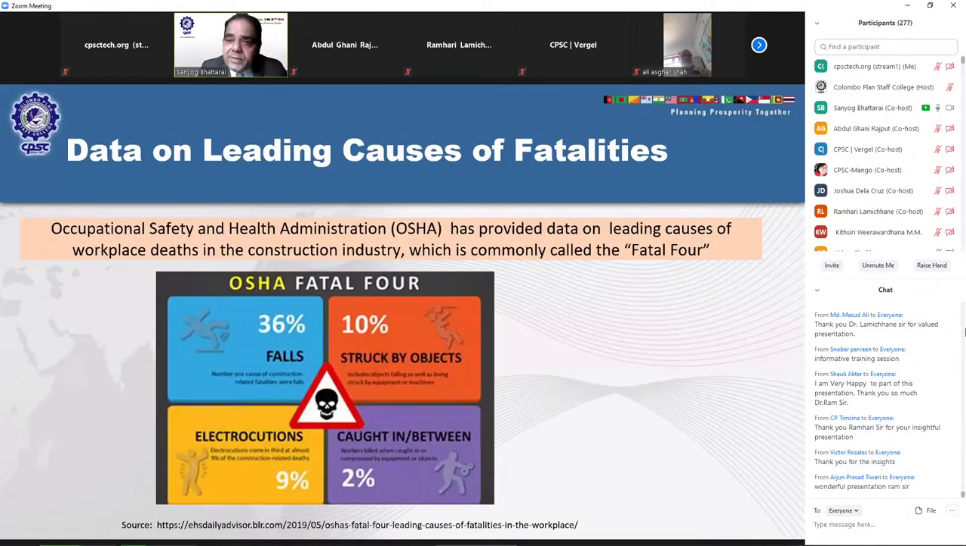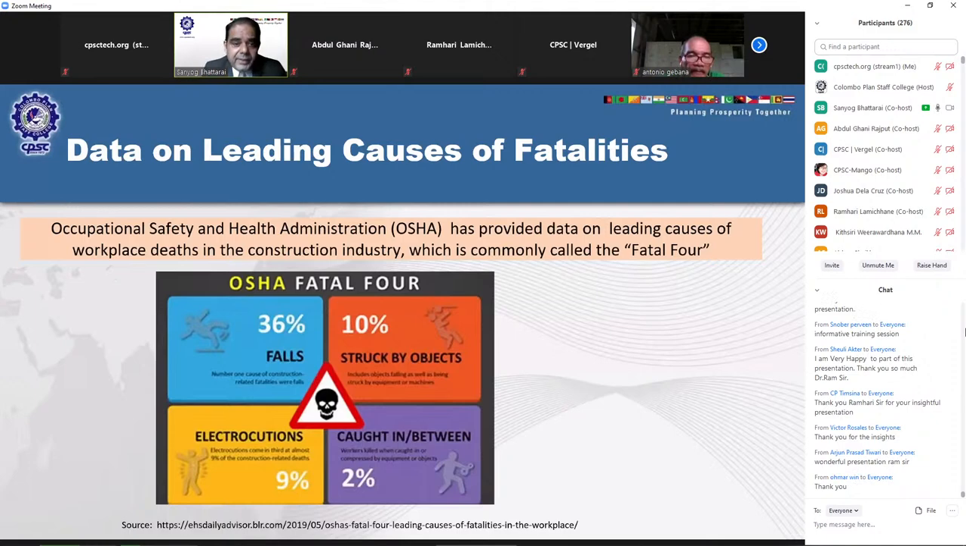So, data on leading causes of fatalities. The Occupational Safety and Health Administration, OSHA, USA, has provided data on the leading causes of workplace death in the construction industry, which is commonly called the fatal four. So it's about construction, but that applies to other occupations as well. Like falls: the highest number of fatalities happen from falls, because of a slippery floor or holes or some kind of gaps, you fall. That is 36%. Struck by objects, that is 10%.